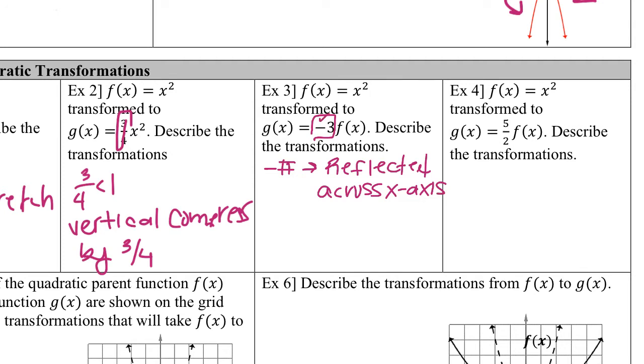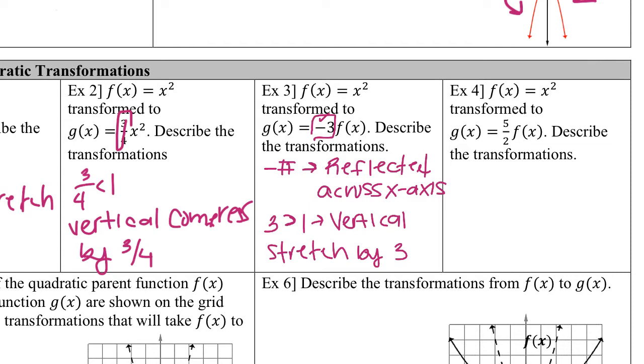Now we have to look at the number itself. Again, it doesn't matter if it's positive or negative. That's why we have the absolute value of a. So the 3 is greater than 1, so that means there was a vertical stretch by 3. So your graph is narrower than the original and it's reflected over the x-axis.